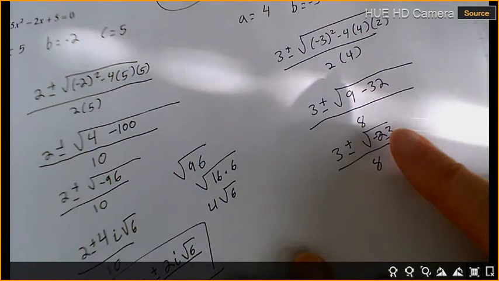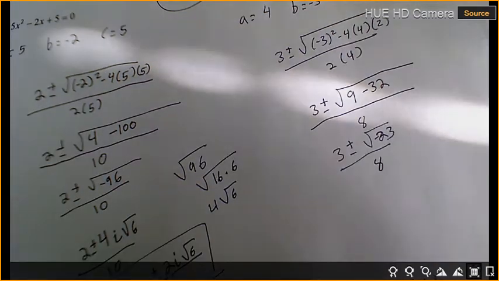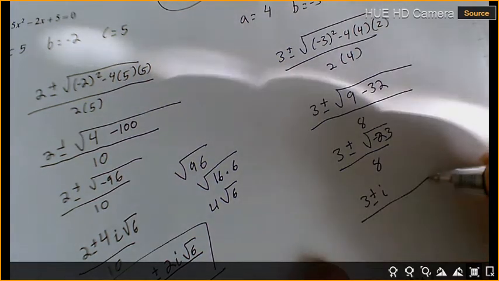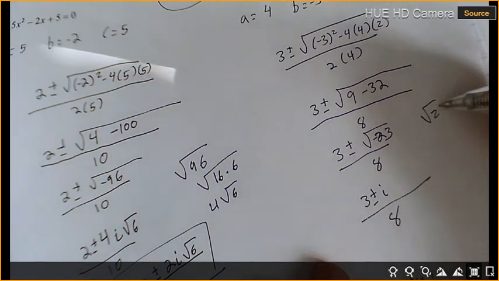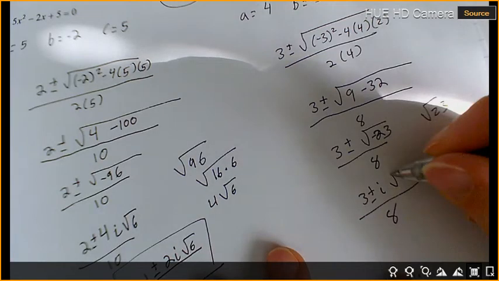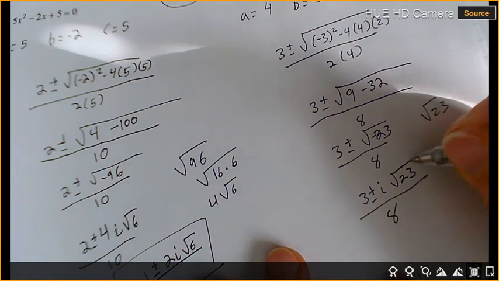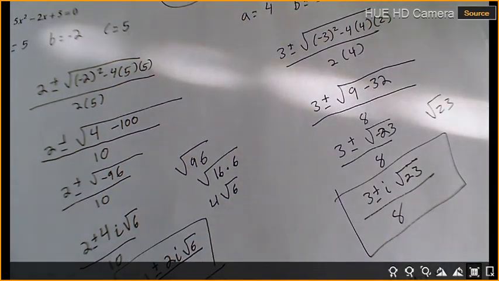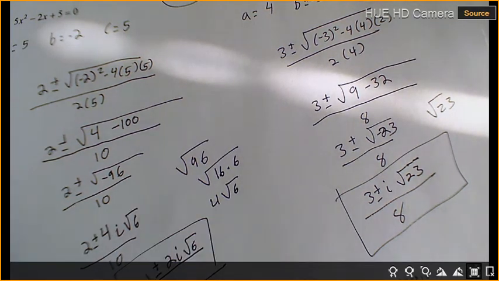So see how I have that negative? I've got to take an i out of there. So I get 3 plus or minus i, and square root 23. Is there anything that goes into square root 23? Nope. So it's just square root 23. And that's our final answer. Now remember, that plus or minus means there's 2 answers. There's 3 plus i square root 23 over 8, and there's 3 minus i square root 23 over 8. That plus and minus means there's 2 answers, so there's still 2 roots here.